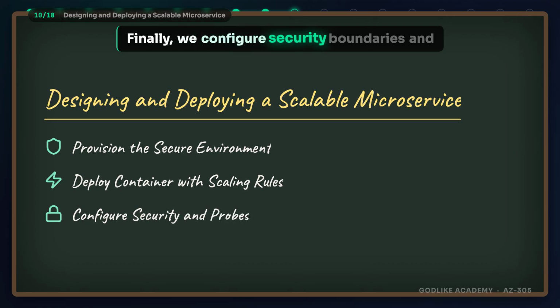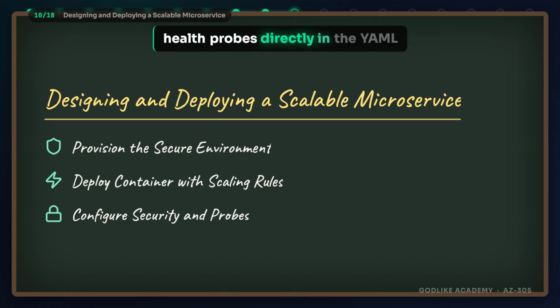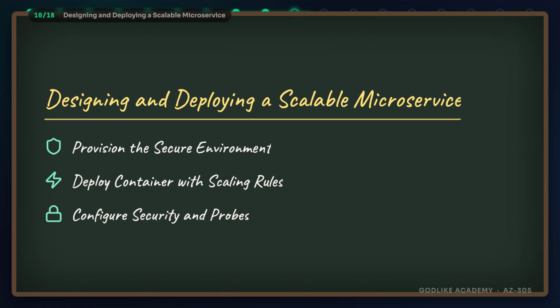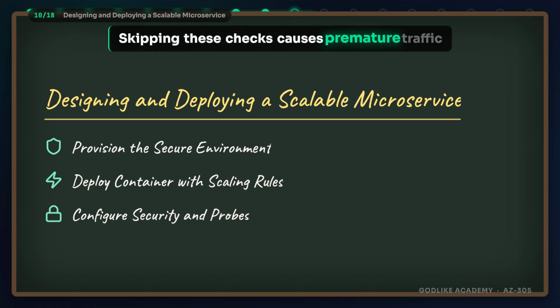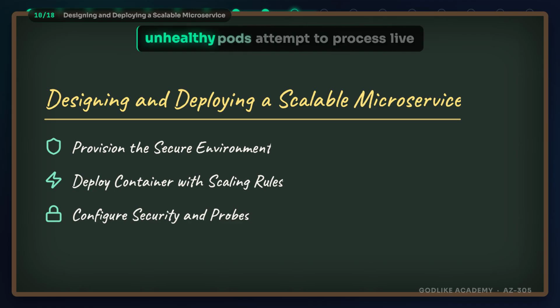Finally, we configure security boundaries and health probes directly in the YAML definition. We assign a system-assigned managed identity to avoid storing plaintext secrets in code, and we define strict liveness and readiness probes to ensure routing traffic only reaches healthy containers. Skipping these checks causes premature traffic routing that triggers cascading failures when unhealthy pods attempt to process live requests without proper circuit breakers.